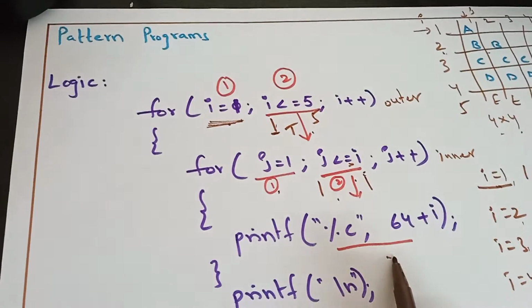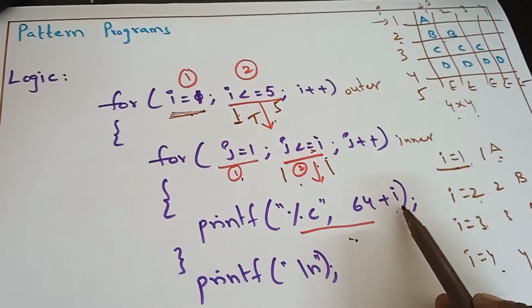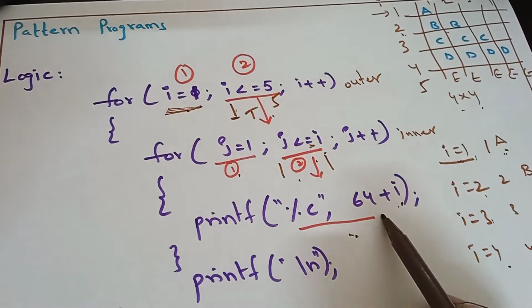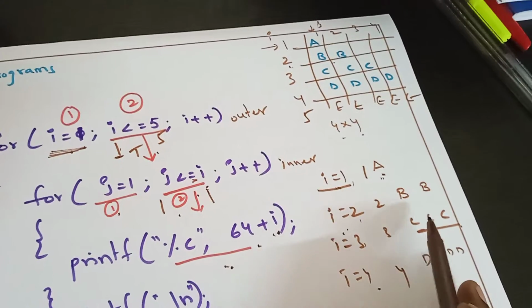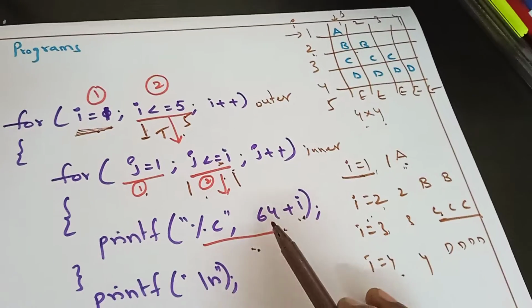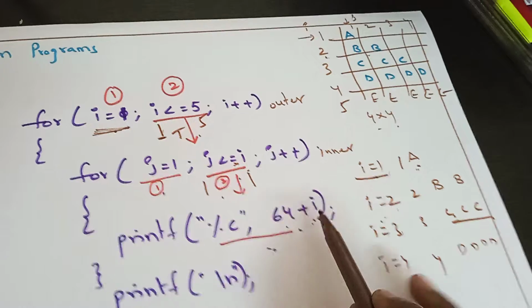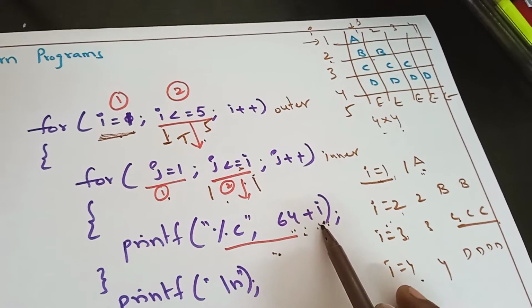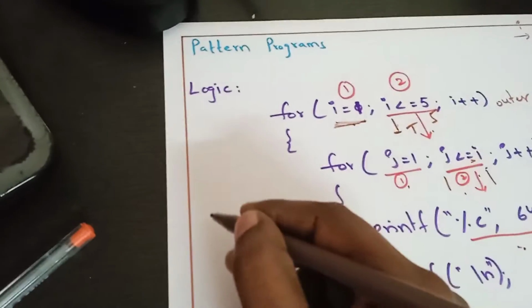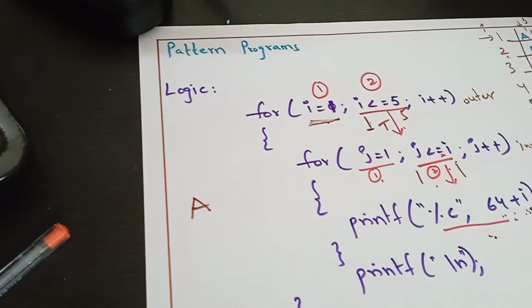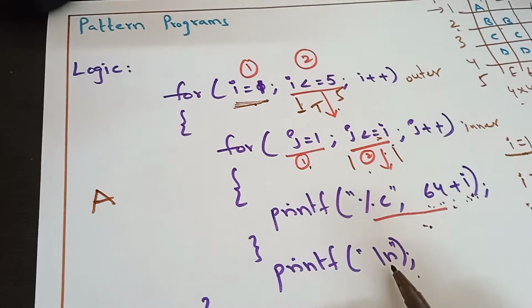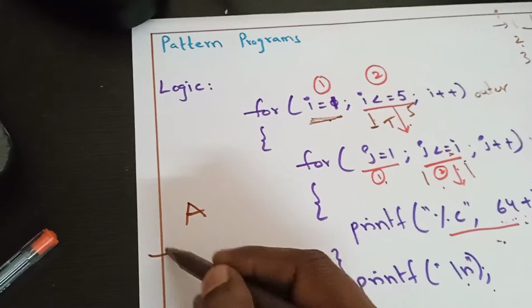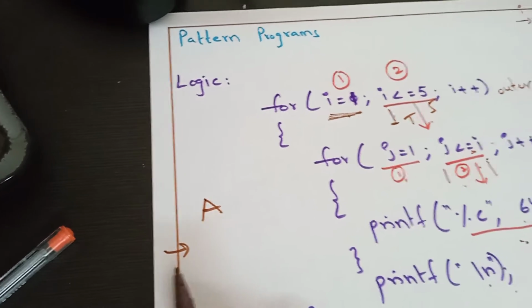What are we writing here in the next loop? We are not working with j, we are working with I, because the number of rows is proportional to the displayed characters. So 64 plus I. I is what? 1. 64 plus 1 means what? 65. So we'll print in the output which is A. Right? Now printing is over. Now we'll come to the next, which is new line. So now we will be in the next line to print. What do we have to get in the next line? Look at your pattern.